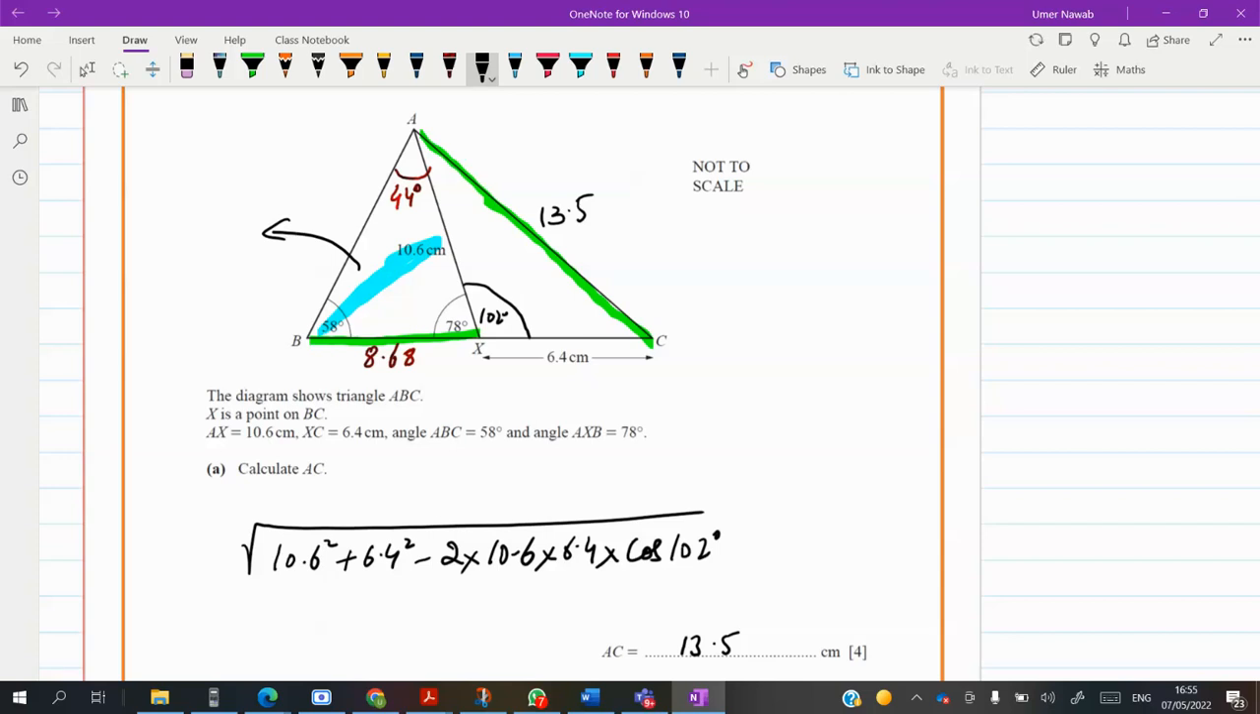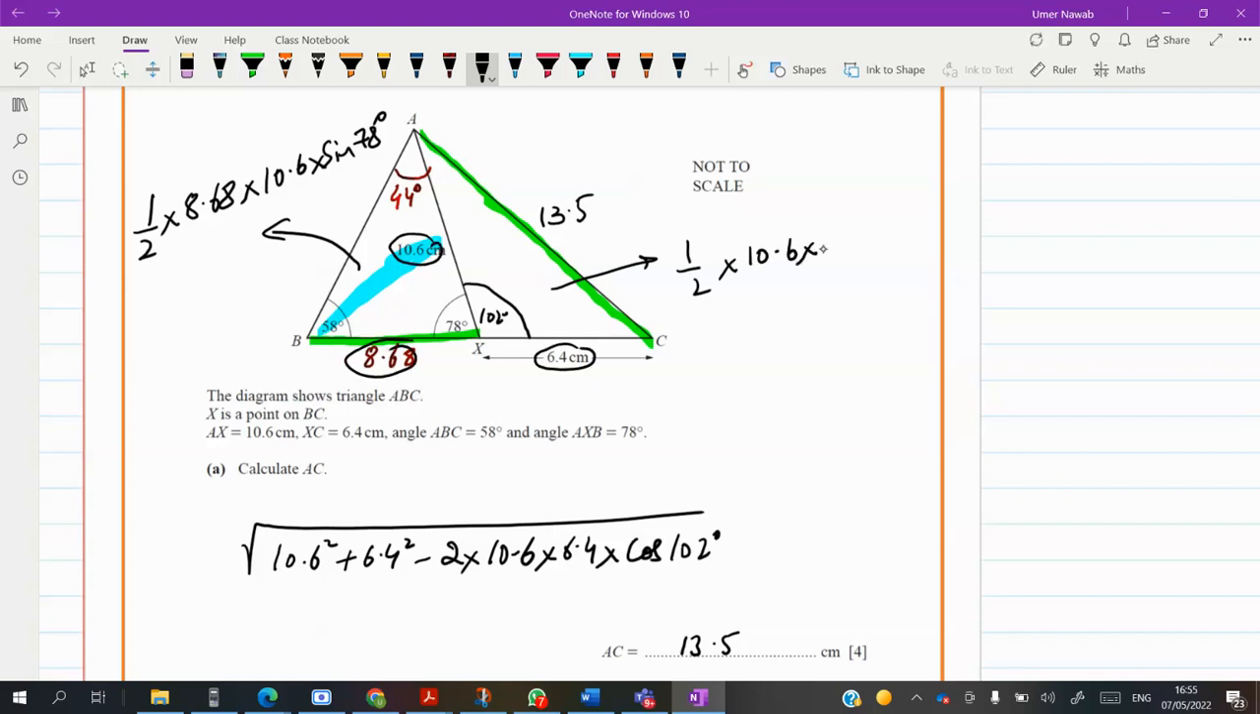And this one is half times 8.68 and 10.6. Sine of the angle between them is 78. And this triangle, I will use half times 10.6 and 6.4. And the angle between them is sine of 102.